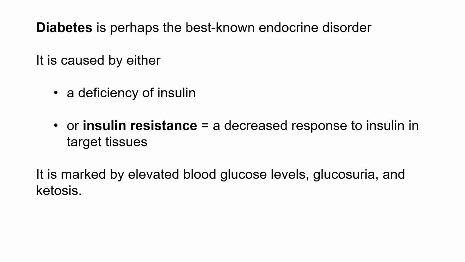And so diabetes is characterized by higher than normal blood glucose levels, even in the fasting state. Glucosuria, remember that term, refers to the presence of glucose in urine, and that is not normal. And then ketosis. Ketosis occurs when the body is relying on non-carbohydrate fuel sources to make ATP. Specifically, the body is relying on fatty acids to make ATP.